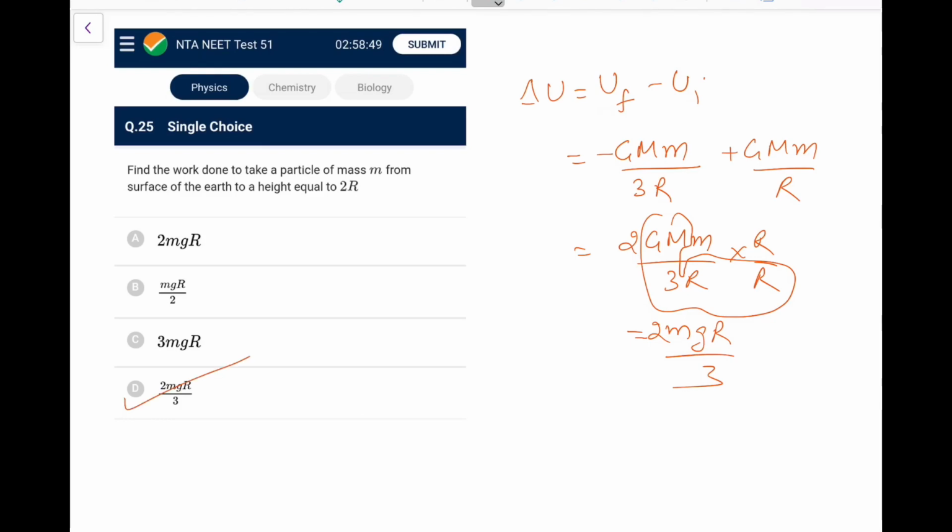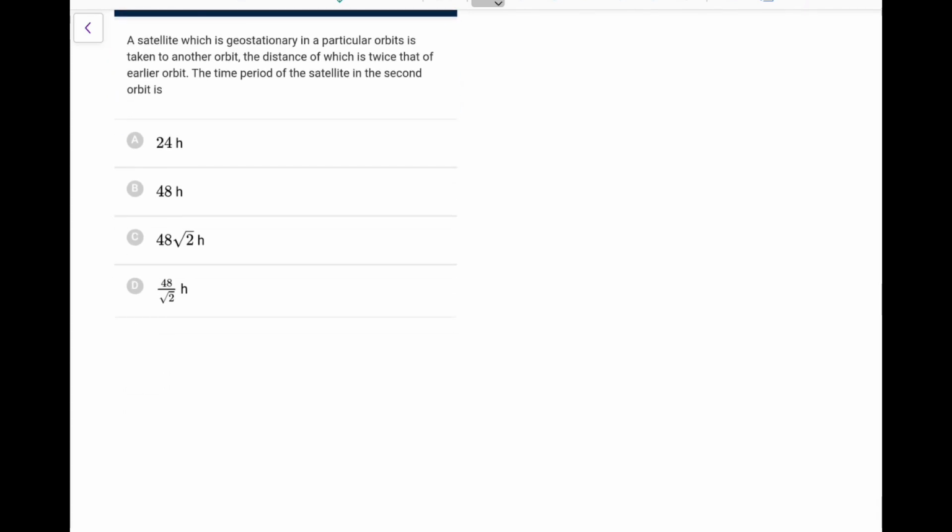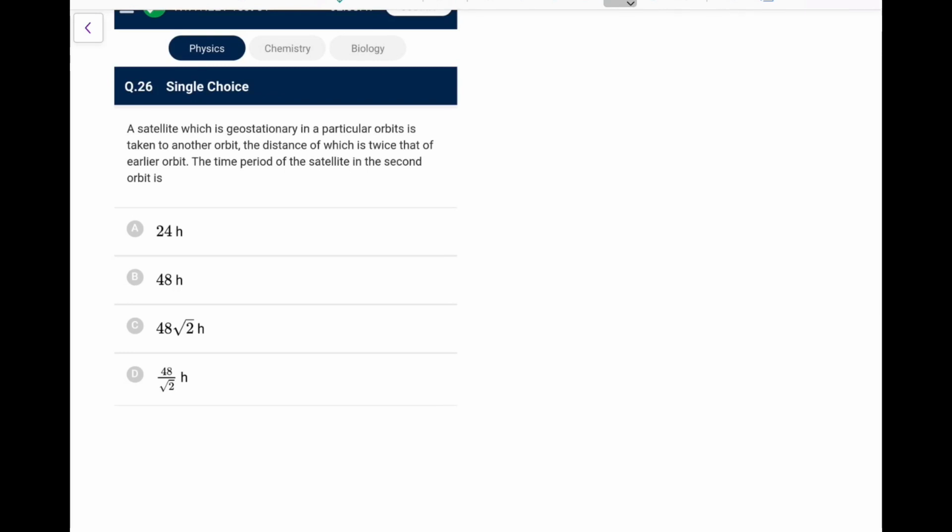So again it is a repetition of the same concept again and again in these NTA tests. What will they do? 51 papers, so the questions have to be repeated.